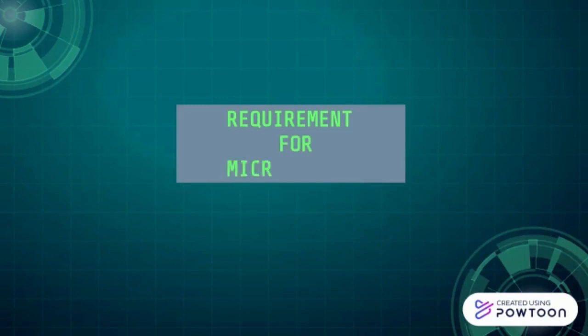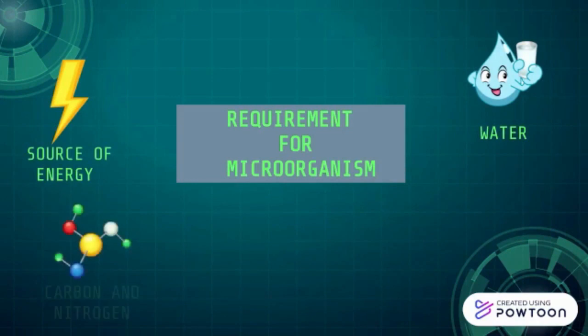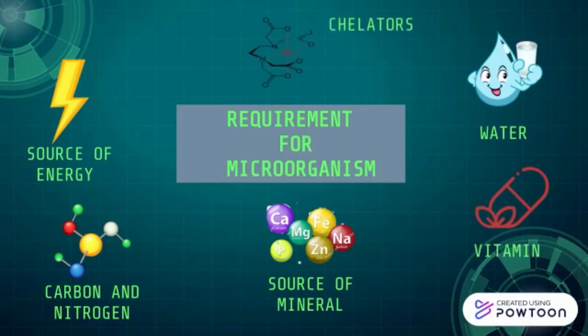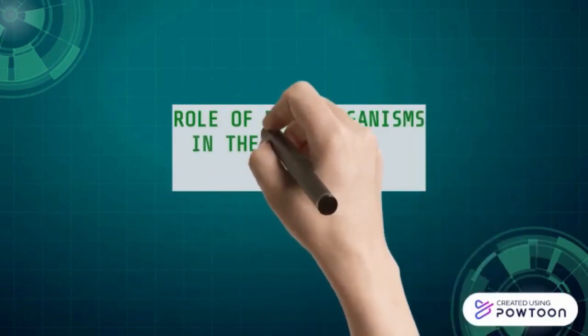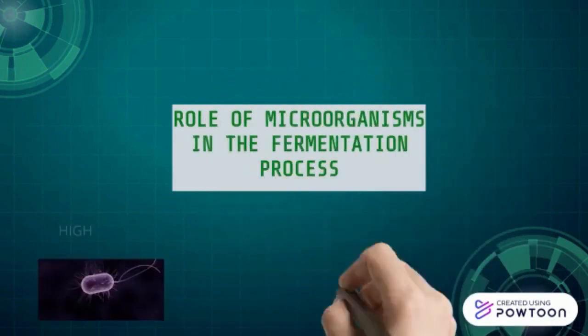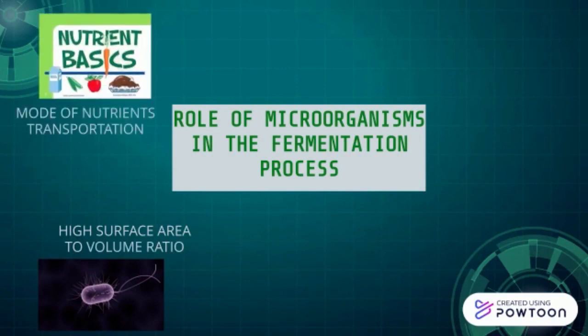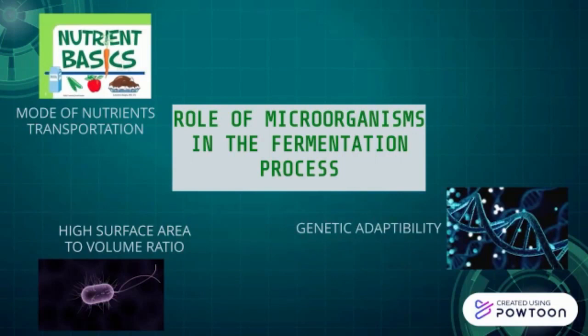Requirement of microbe for fermentation process. The first one is water, the second one is source of energy, the third one is carbon and nitrogen, next is mineral element, vitamin, chelator, and lastly the oxygen. Role of microorganism in fermentation process: high surface area to volume ratio, mode of nutrient transportation, genetic adaptability, and lastly is metabolic.